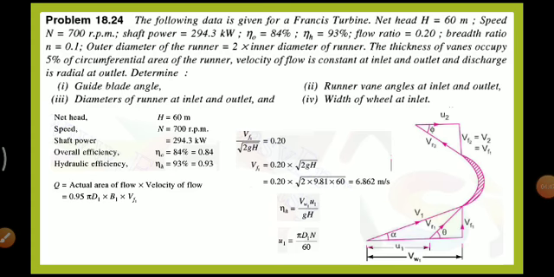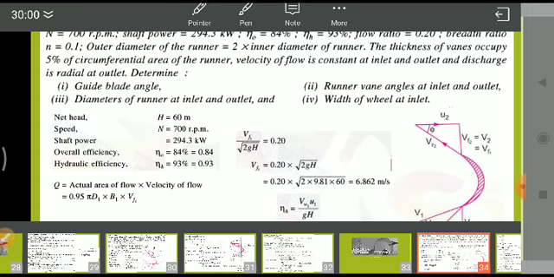The next equation we will be using is the discharge equation. Q is equal to 0.95 pi d1 b1 vf1. As it is mentioned that 5% of the discharge is blocked by the circumferential area, we will be using 0.95, and we will be using the equation of Q for calculating the value of diameter.